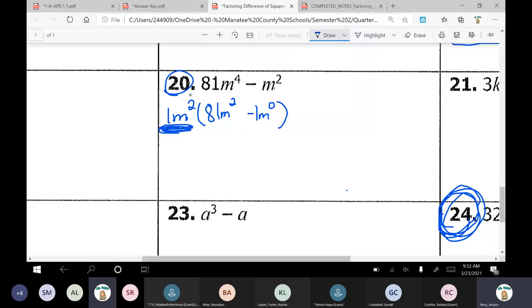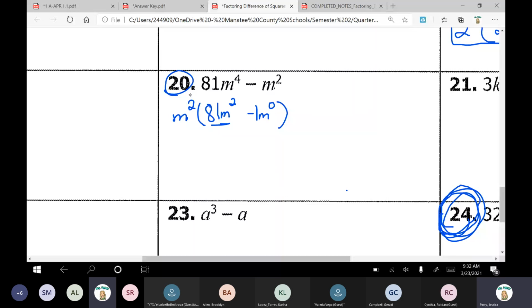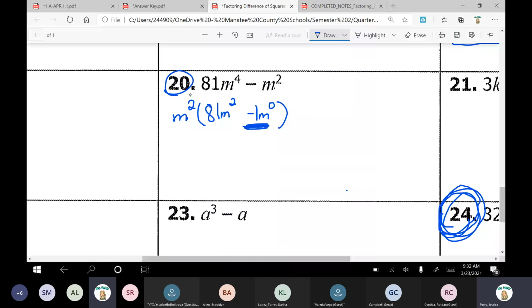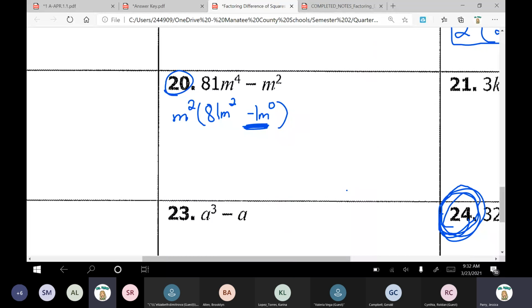And this one here, the first term, the 1m squared, I can erase the 1, it's invisible. And then this 81m squared, I can't erase anything there, it's already simplified. And then this last one here, the negative 1m to the power of 0. Anything to the power of 0, let's do that first. Our m to the power of 0 is really equal to what?